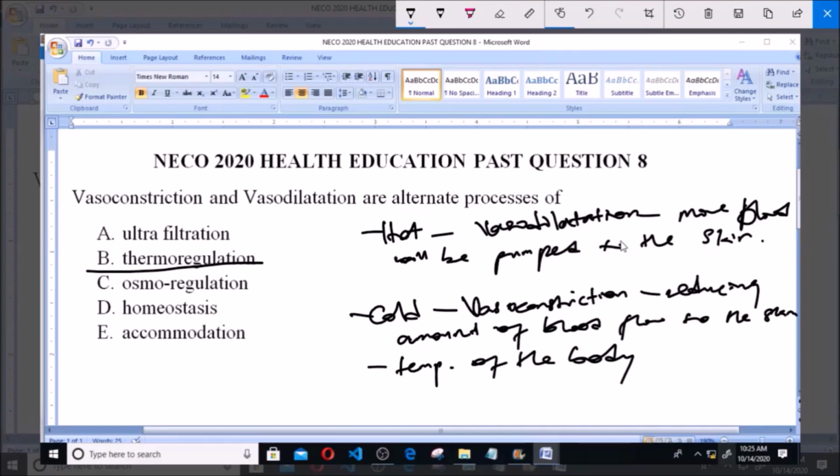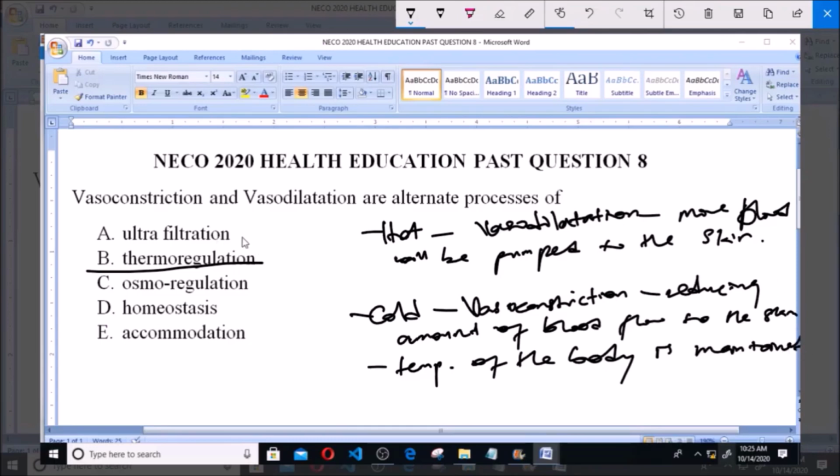But in terms of vasodilatation, more blood is flowing to the skin, so the temperature of the environment will affect the blood, cooling the blood, thereby cooling the body during hot condition. But in cold condition, vasoconstriction occurs to maintain the temperature of the body.